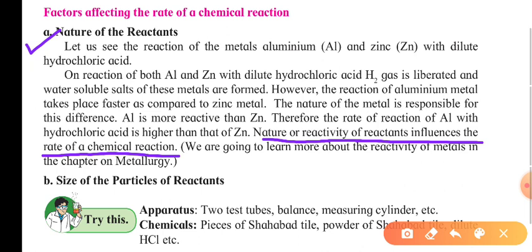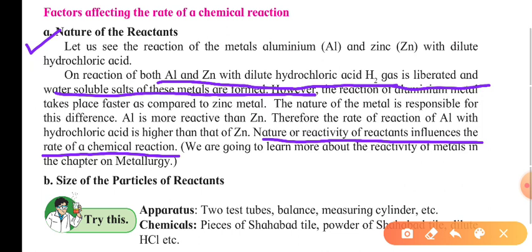Simply, when we talk about the nature, it means whether the particular materials are reactive to each other or not. That is important. On reaction of both aluminium and zinc with dilute hydrochloric acid, H2 gas is liberated and water-soluble salts of these metals are formed. However, the reaction of aluminium metal takes place faster as compared to zinc metal. Why is this happening? Because aluminium has more reactivity as compared to zinc. Aluminium has a high reactivity.